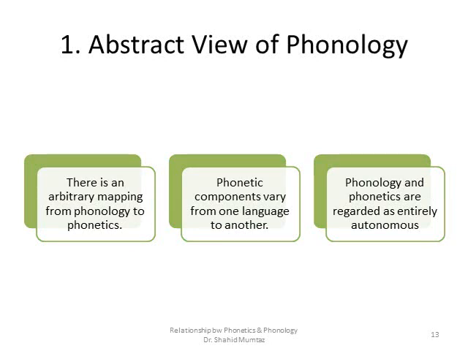Given the distinct properties between phonology and phonetics under this view, there is an arbitrary mapping from phonology to phonetics. The basic assumption is that phonetic components vary from one language to another, and that phonology and phonetics are regarded as entirely autonomous is one of particular importance in this radical abstract view.